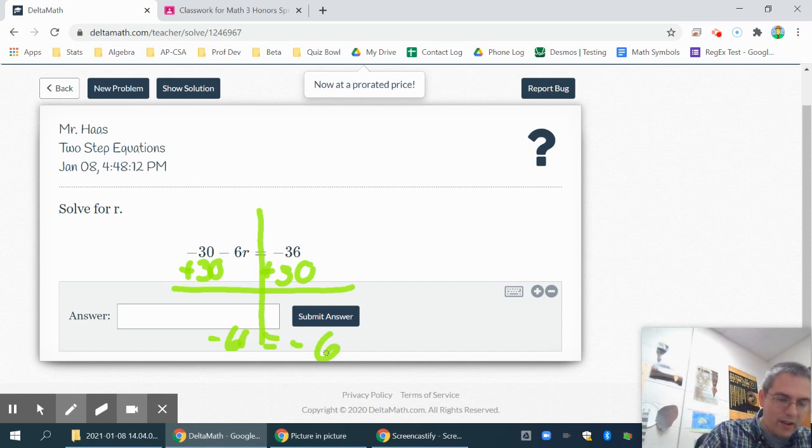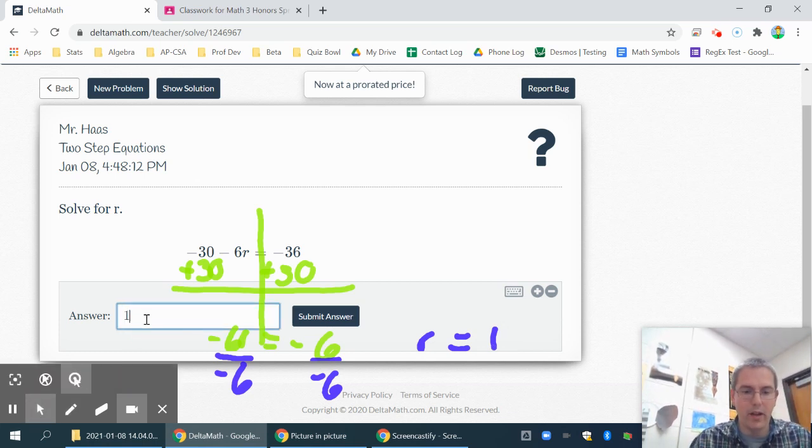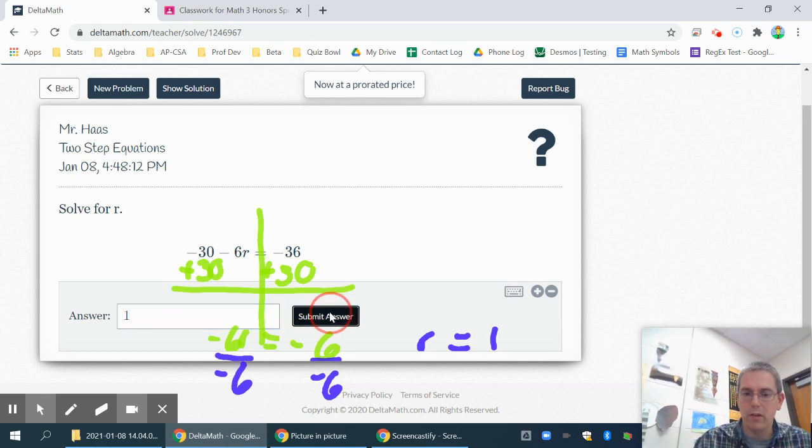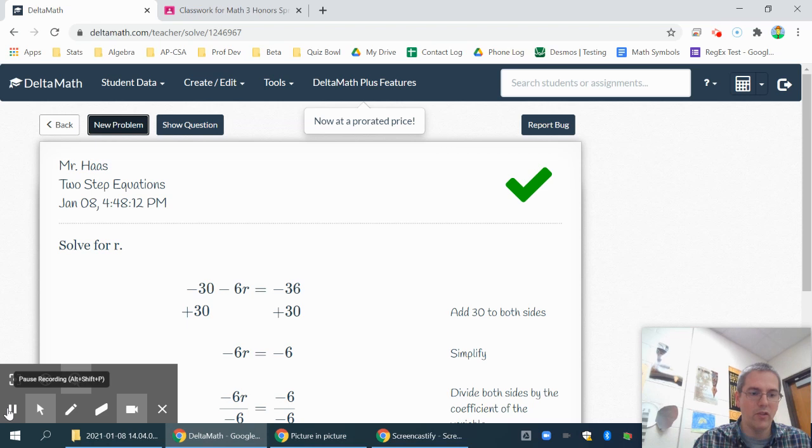And now, since this -6 is multiplying by the r, I'm going to want to divide both sides. So divide both sides by -6. That should give you an r equals 1, because a negative divided by negative is a positive. So we'll check that and make sure it's right. Notice just again putting in the number answer. And that's how you should handle those two-step equations.